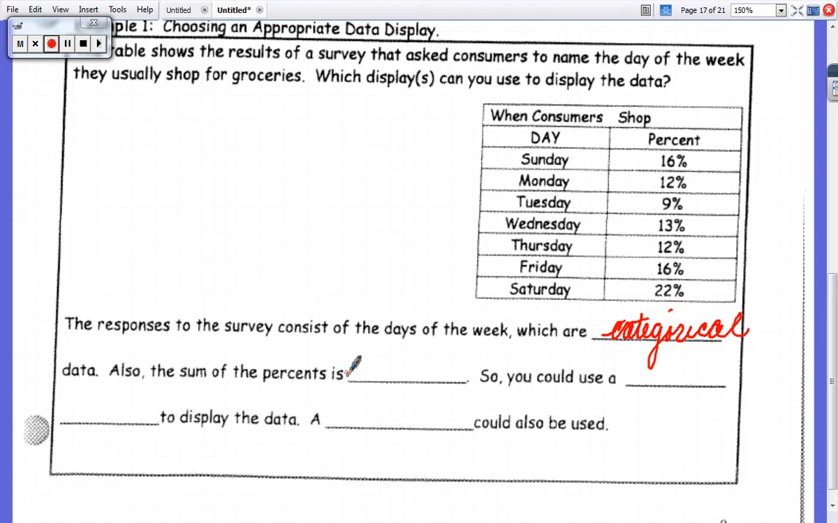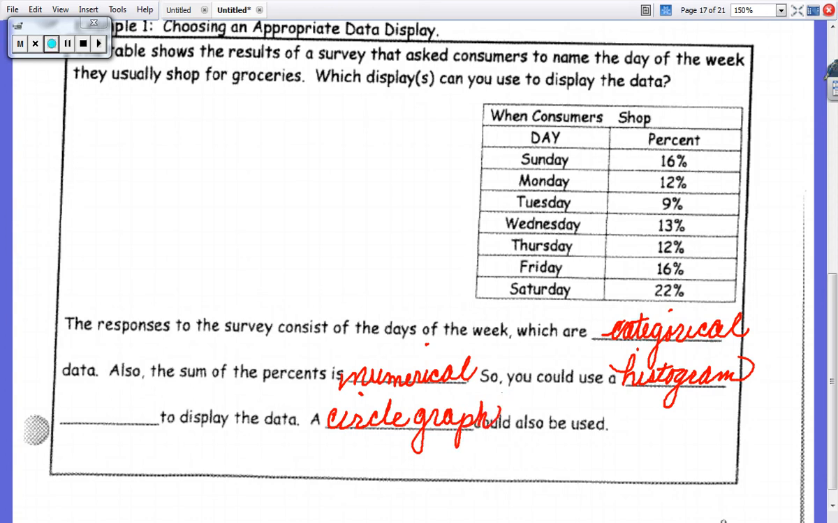Also, the sum of the percents is numerical. So you could use a histogram, but because of these percentages, a circle graph could also be used. Okay, next page.